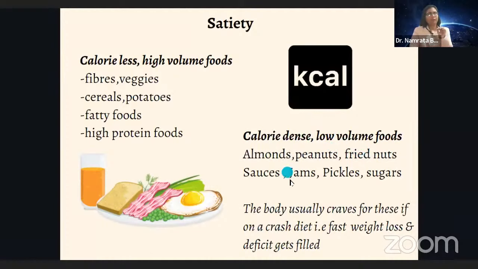This is what happens. So people say almonds are good, peanuts are good, fried nuts, sauces, jams, and what we do, इतना सा तो खाना है, इतना सा करके हमारा प्लेट में हम हर उत्तपम के साथ थोड़ा सॉस लेते हैं. And what happens? You end up eating a lot of sauce. These are energy packed, calories packed, but low volume foods. पता ही नहीं चलता कब ज्यादा खा लिया.